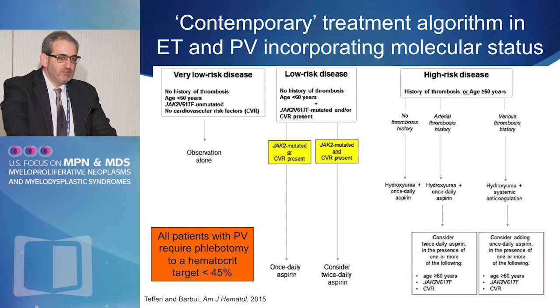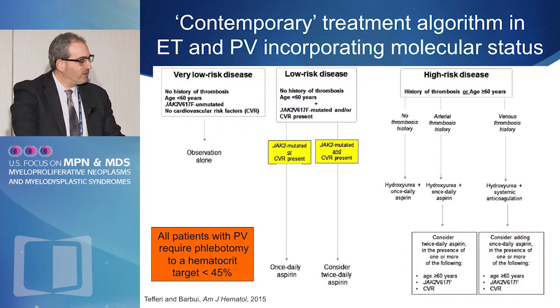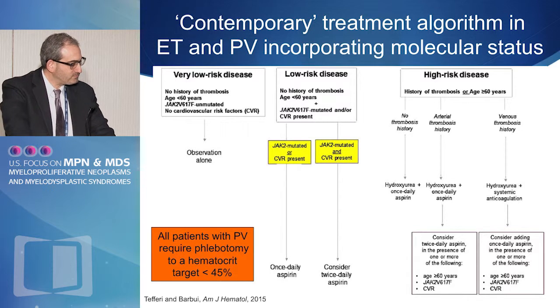So what is a potential algorithm that we can use in incorporating molecular status? This is at least one algorithm. It's by no means the definitive algorithm. It was published by Dr. Barbui earlier this year in the American Journal of Hematology. So for patients that have very low-risk disease, with no history of thrombosis, younger age, and JAK2 V617F unmutated, which of course would pertain mostly to ET patients, they would recommend observation alone.